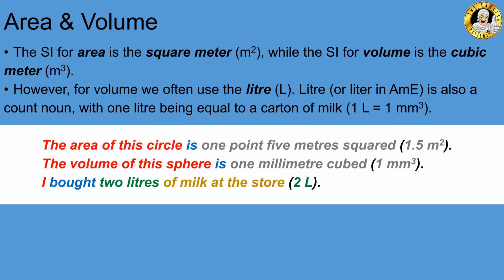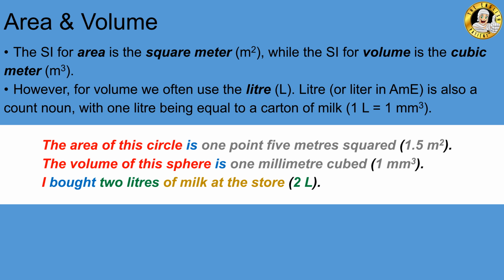However, for volume, we also use the litre, and this is a capital L. Litre, and the spelling might be different between British and American English again here, is also a count noun. So 1 litre is approximately equal to a carton of milk. So 1 litre equals 1 millimetre cubed.